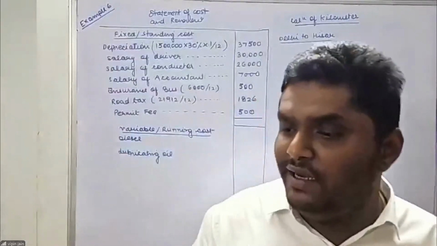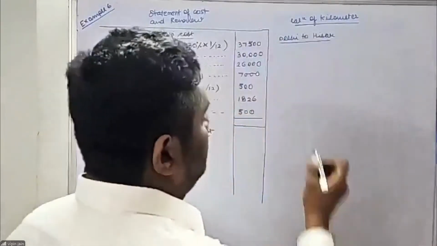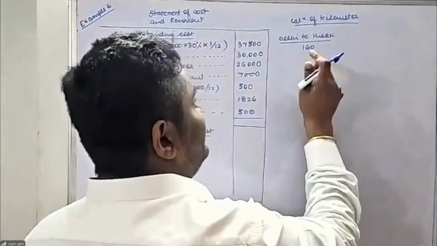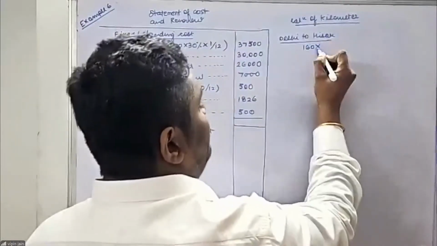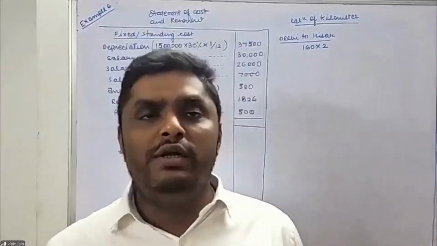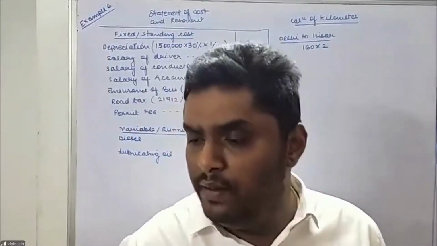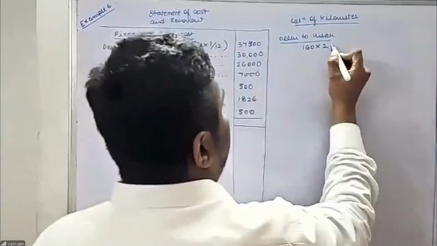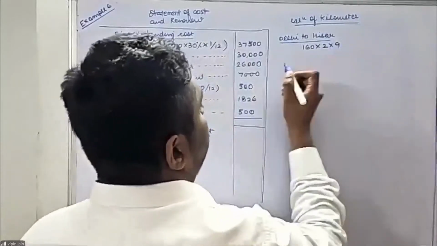So Delhi to Hisar, it is 160 kilometers one way. So 160 into 2, total 320 kilometers round trip, into how many days in a month? 9 days in a month.